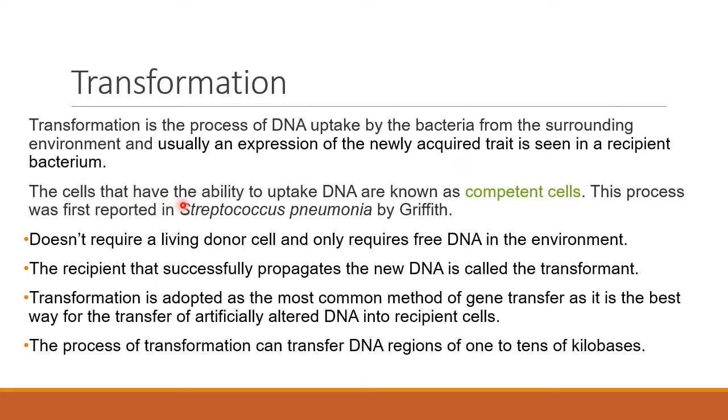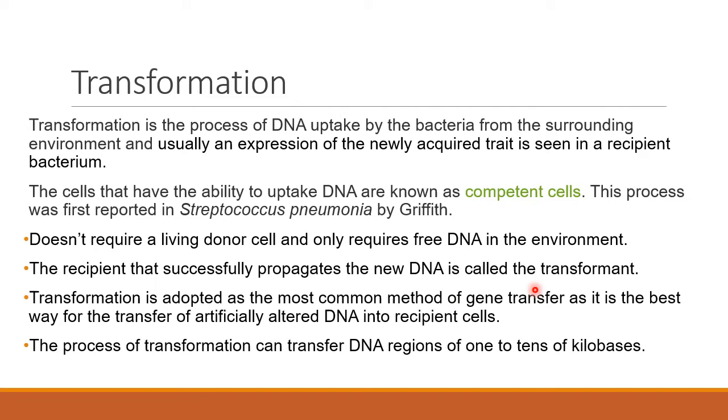The cells that have the ability to take up DNA are known as competent cells. This process was first reported in Streptococcus pneumoniae by Griffith, and competent cells are ones which have their cell membrane permeability altered. Competent cells don't require a living donor and only require free DNA which is available in the environment. The recipient that successfully propagates the new DNA is known as a transformant.